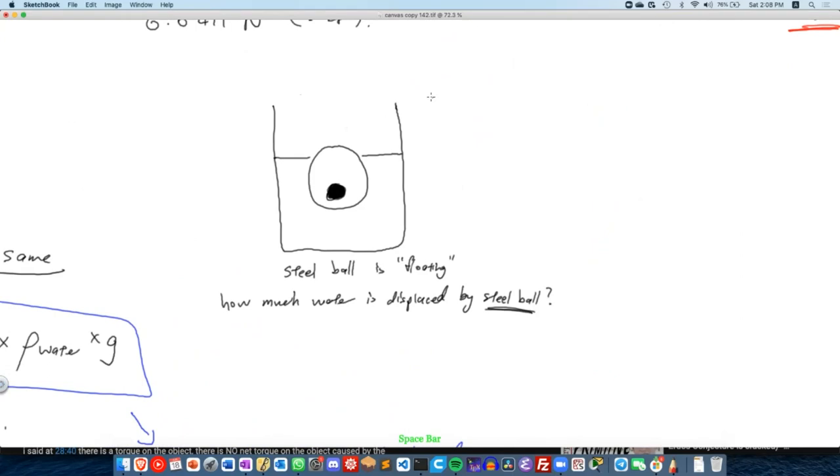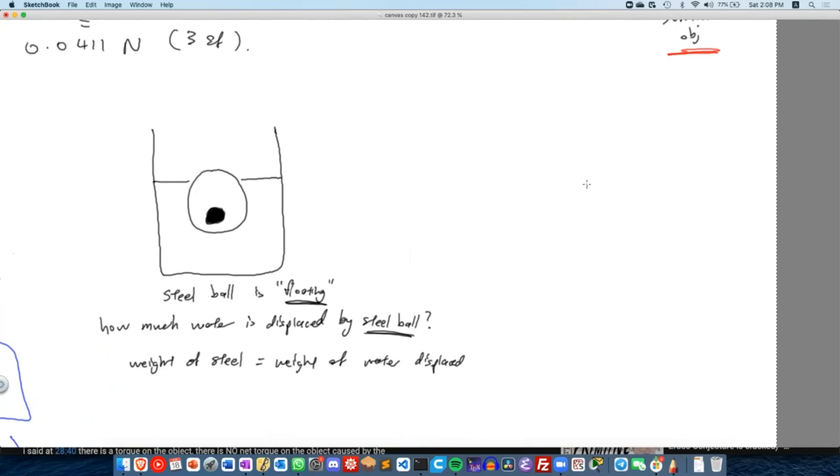So imagine taking out the steel ball, making it vanish and conjuring it back inside the ice. How much water is displaced by the steel ball? And the answer is that the weight of steel equals the weight of water displaced, precisely because it is floating. So this is scenario one, before the ice melts.